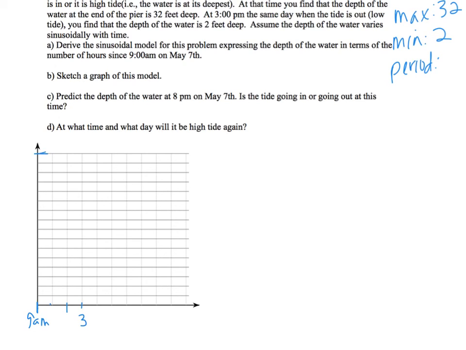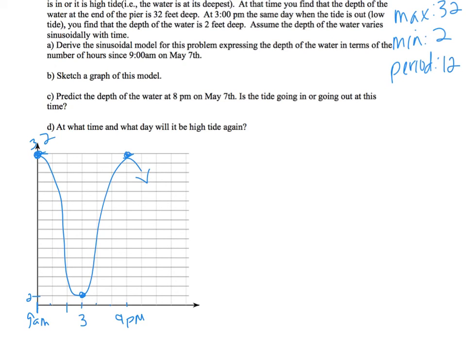So this is approximately 32. This is approximately 2. So here it's at high tide. Here it's at low tide. So 6 hours from then, at 9 o'clock, 5, 7, 9, we're going to have back at high tide again. So it would continue to follow that pattern. So the period is 12, because between 9 and 3 is 6. Between 9 a.m. and 9 p.m. is 12 hours.